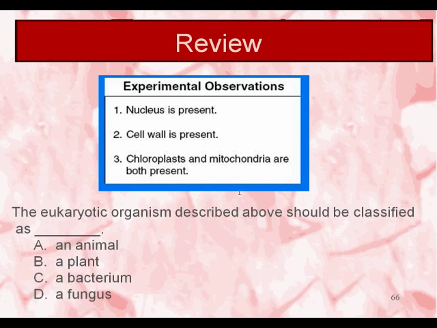The eukaryotic organisms described above should be classified as: it has a cell wall, it has chloroplast, so that should automatically tell us that it is a plant cell, B.